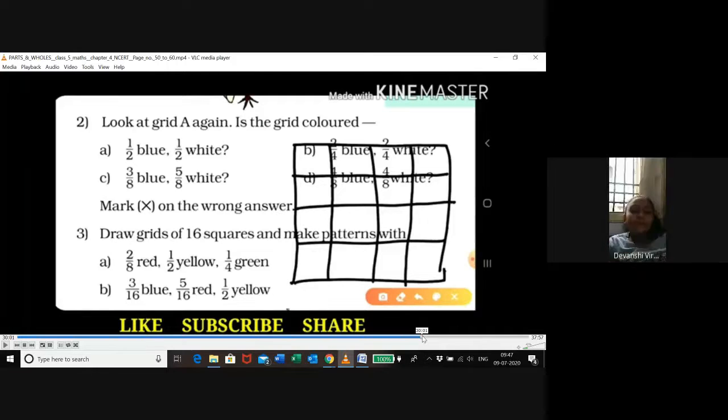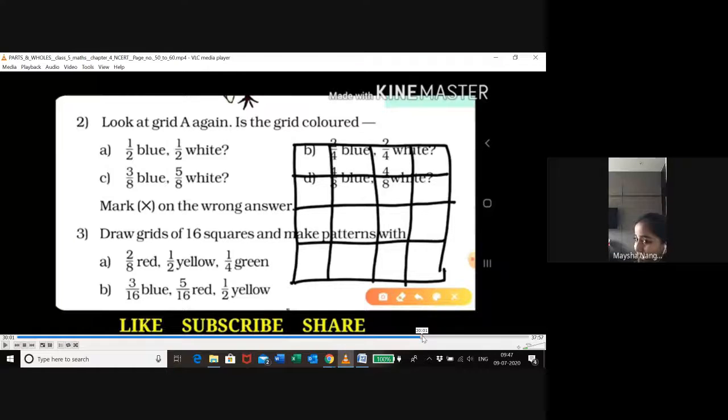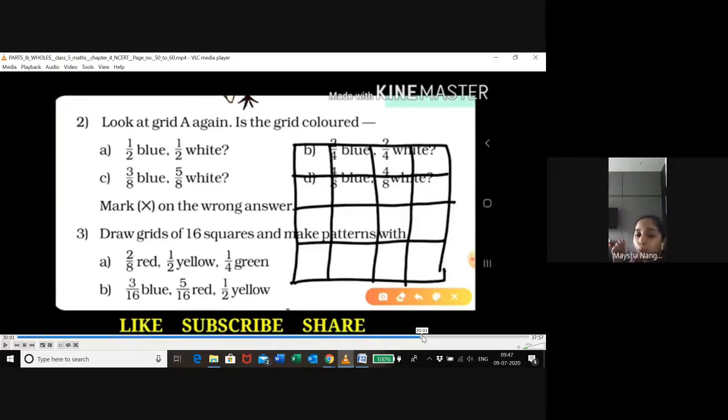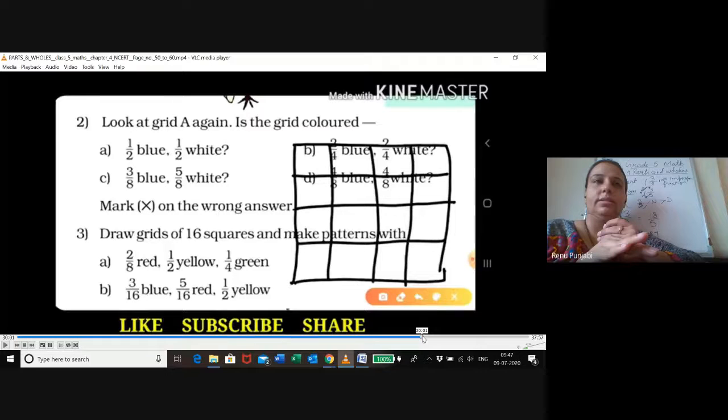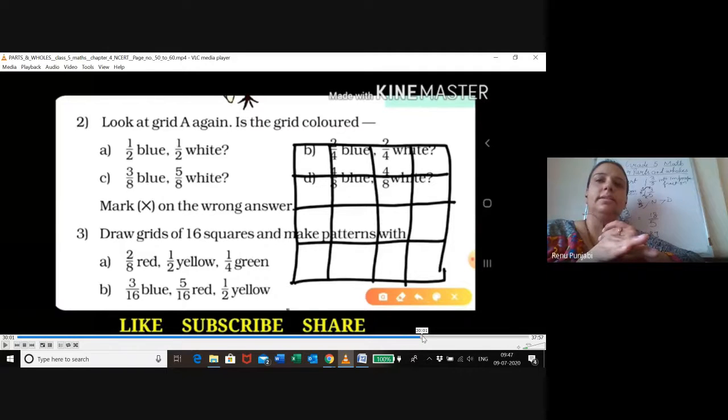Ma'am, the third one is homework. Yes, this we have. Ma'am, we have to make the grid in the notebook. After the class we have 2 grids, no? This is one grid only. Yes, ma'am, but we have to make 2 grids and do A in one and B in the second, no? Yes. So this is our home task. Just see how to color the red part 2 upon 8.